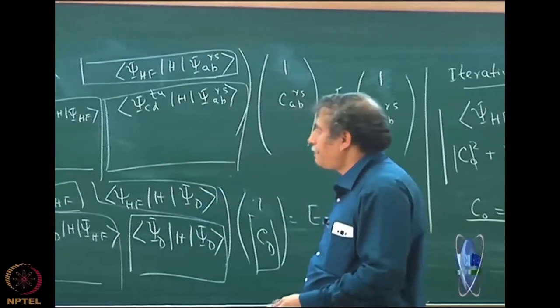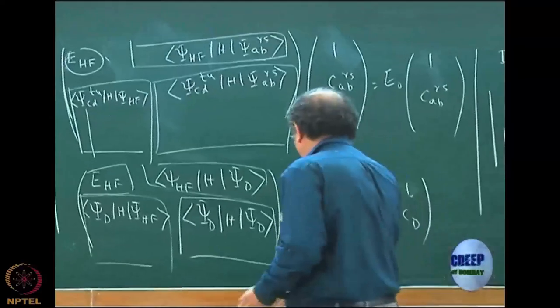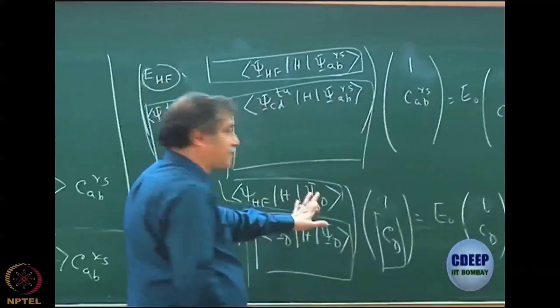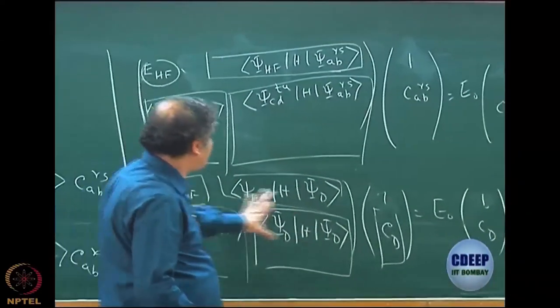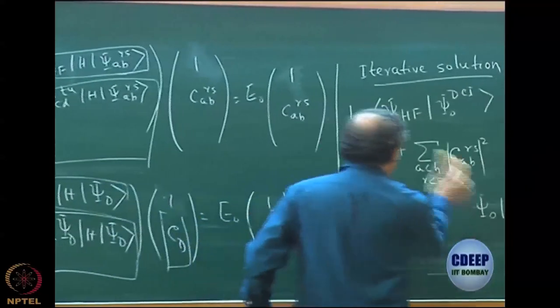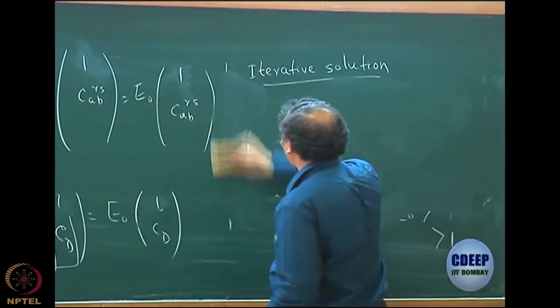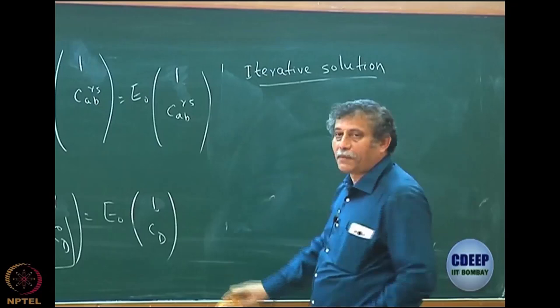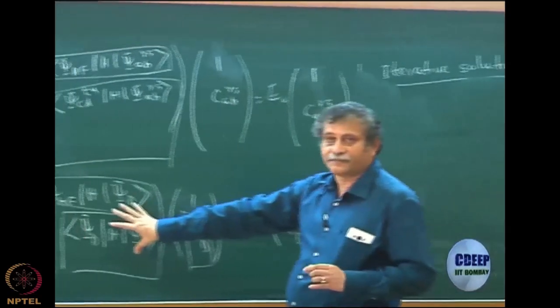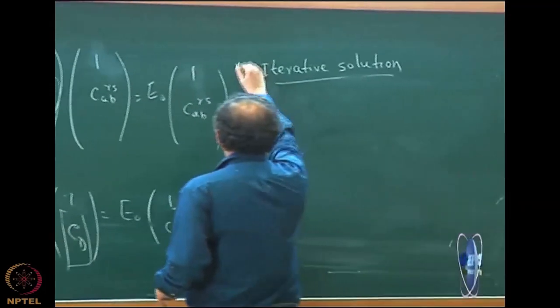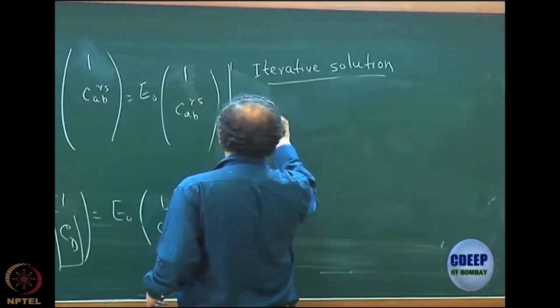Okay? So let's look at the equation in intermediate normalized form. So I have finally this block. So let me go back. Let's see how the iterative solution will look in intermediately normalized form. So essentially, I'm going to look at this. The first term is E Hartree-Fock.